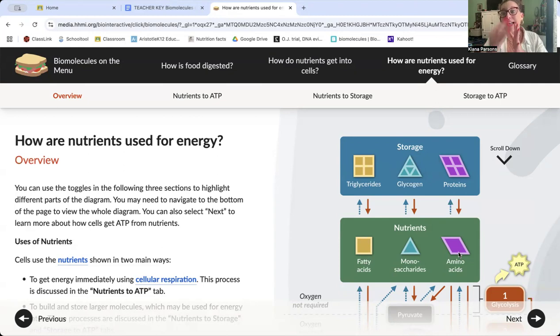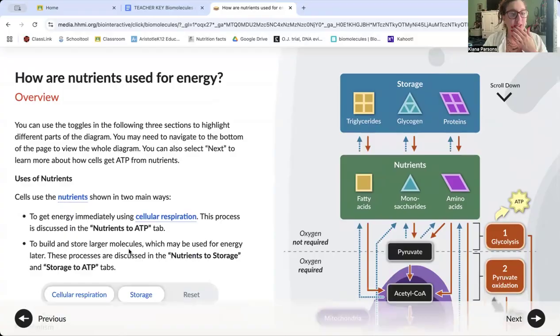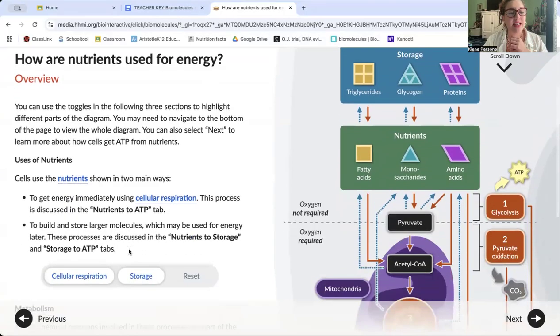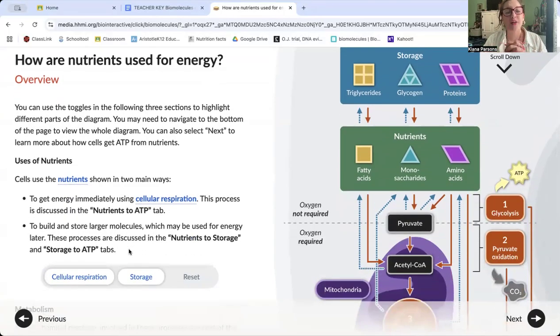Glycogen is stored in the liver and in the muscles, and triglycerides are stored in the fat cells in the body, as well as, like I mentioned, in the vascular system near the heart. So these storage molecules are now large molecules. They need to be broken down before the energy stored inside those molecules can be used by the body. So cells use nutrients in two main ways: to get energy immediately using cellular respiration, and to build and store larger molecules, which may be used for energy later.